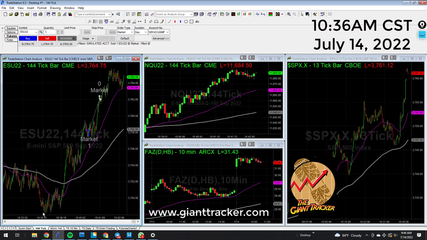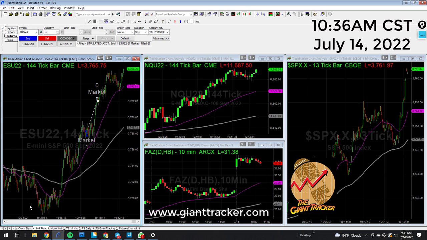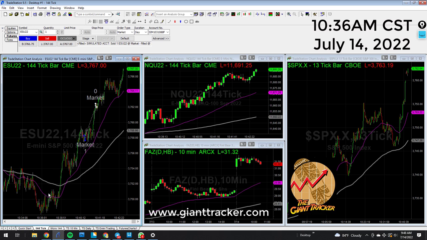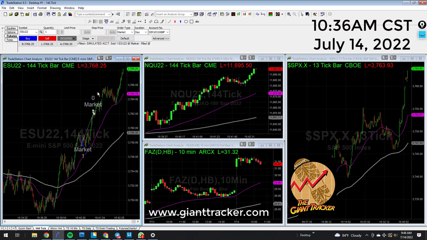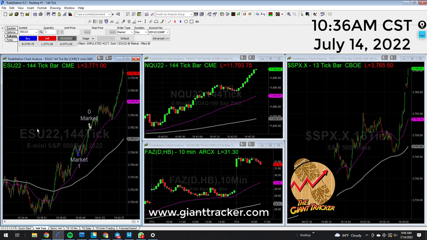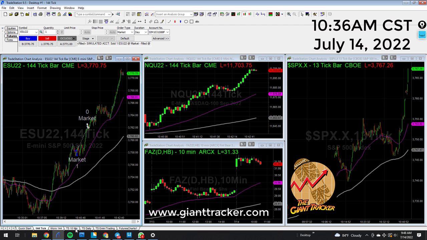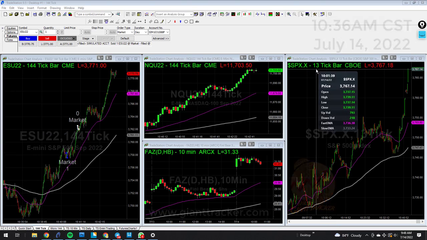We just found that the buyers got the ball, as my blog says at gianttracker.com. Go look at the blogs and read that. We saw the buyers got it, and so we just got on team buyer. The buyers took us up, and they're going to run a touchdown here. As soon as they're done, the sellers will get the ball and take it the other way. How cool is that? This is 144 tick ES and 13 tick S&P.